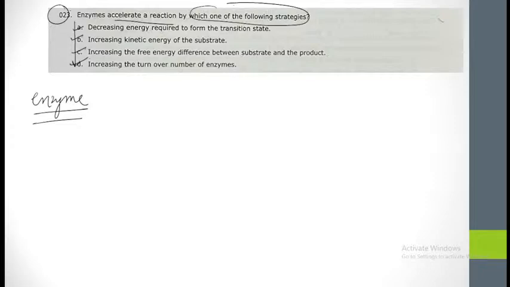Everyone, give it a try. The question is, which of the following strategies is used by the enzyme in order to accelerate the reaction? Acceleration means how the enzyme helps to increase the rate of reaction. Other students also mark the answers. The first option is decreasing the energy that is required to form the transition state, then increasing the kinetic energy of the substrate. The third option is increasing the free energy difference between the substrate and the product, and the last one is increasing the turnover number of the enzymes.